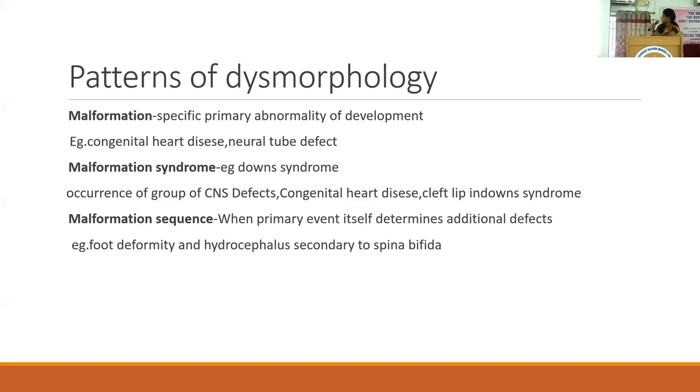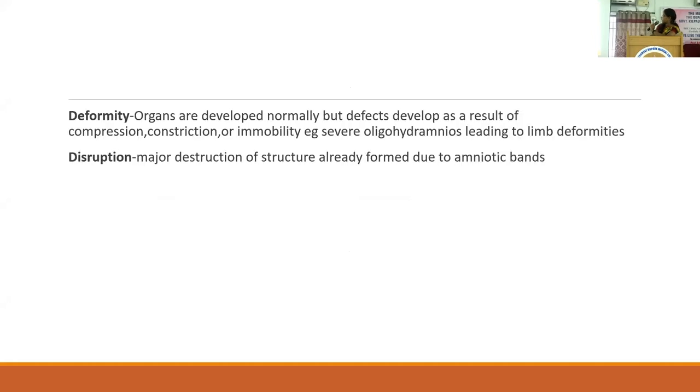What is a malformation sequence? When the primary event itself determines additional effects. Example, in spina bifida, what happens? There is a problem in the spine, but subsequently she develops obstructive hydrocephalus and a foot deformity, all that. So that is a malformation sequence. The next will be deformity. Some organs develop normally, but defects develop as a result of compression, constriction, or immobility. A typical example will be severe oligohydramnios leading to limb deformities like clubfoot because of the severe oligohydramnios and the restricted mobility.